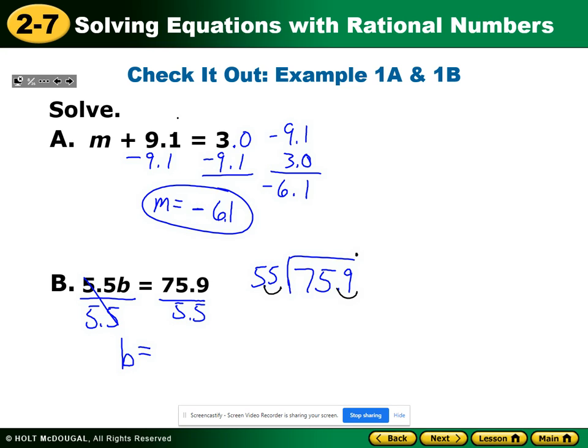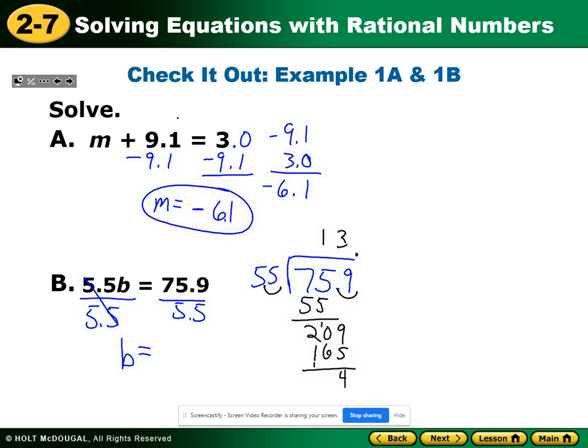All right, 55 will go into 75 one time. That's 55. All right, that's 209. It'll go into 209 three times. 4 would be too many. So that would be 165.